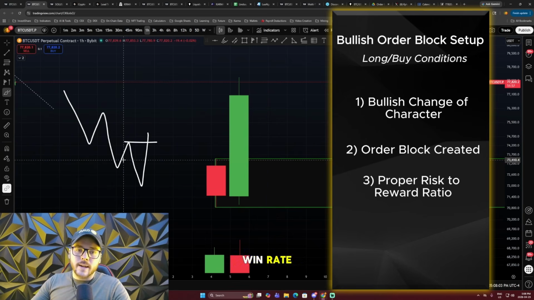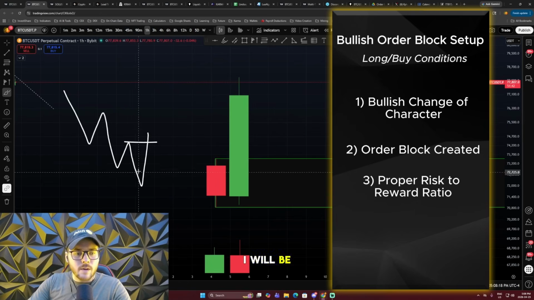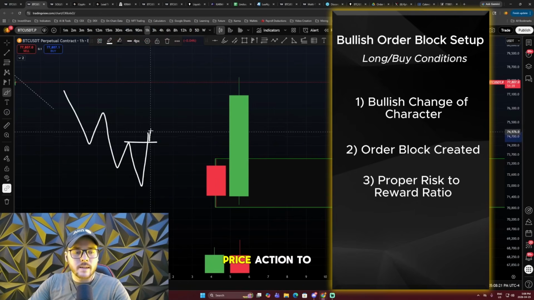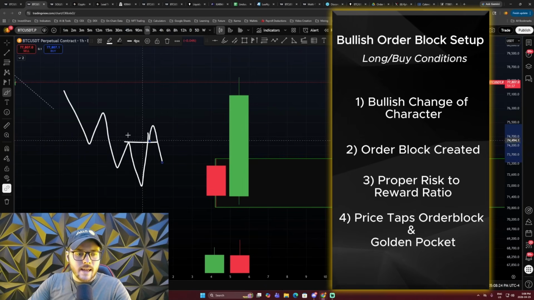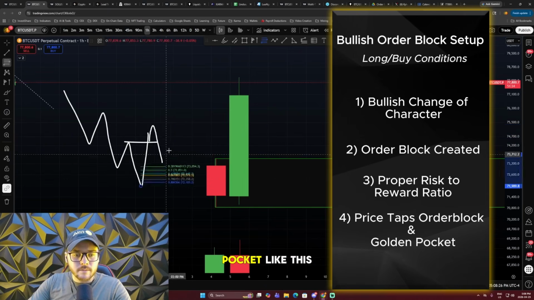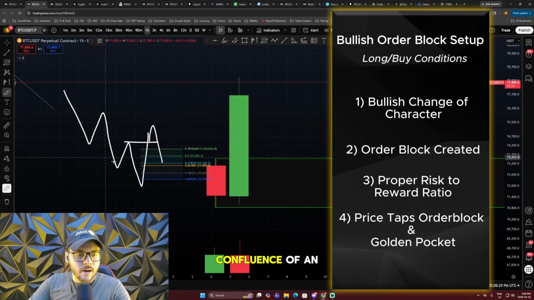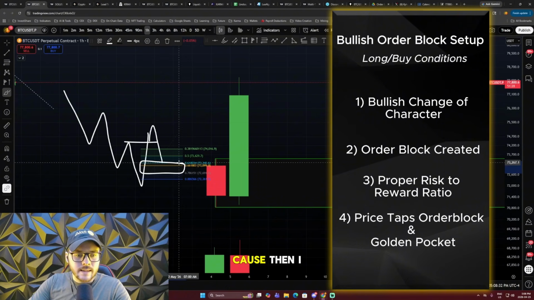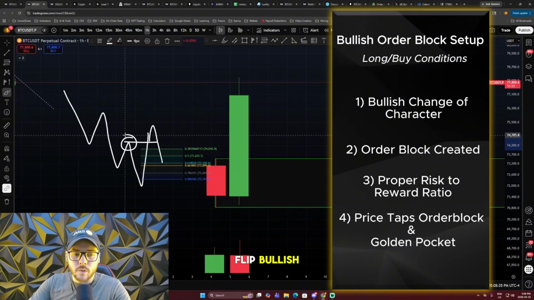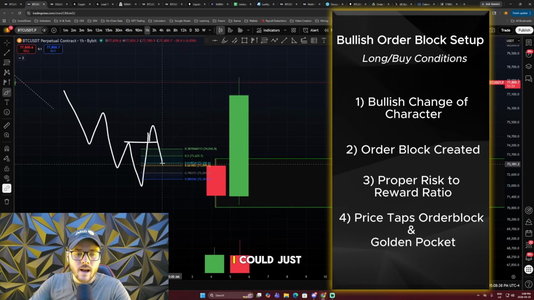If you have a super high win rate, then you can focus on 1-to-1s, but whether you have a high win rate or not, you're likely going to prefer a 1-to-2 risk to reward ratio or greater, because that means you're trying to double what you're risking. So again, I will be looking for a change of character with my rules, price action to pull back, preferably into a golden pocket like this, and have the confluence of an order block in that area. Because we already flipped bullish and we have a strong low here, I could just limit order in on that order block and have my stop loss right here at the strong low.